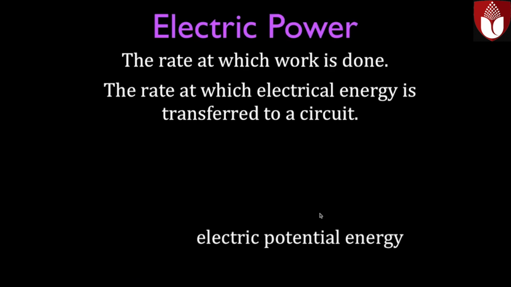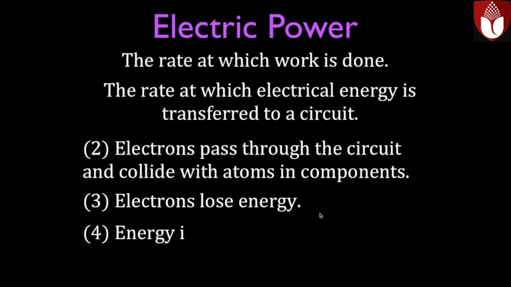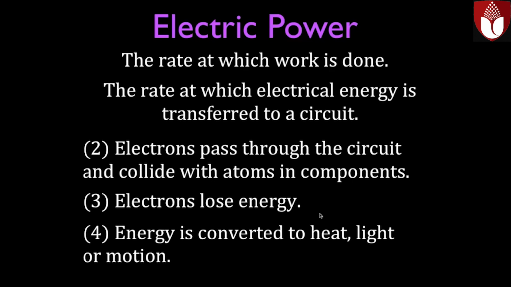Now, when the electrons move through that circuit, they collide with the atoms in the elements in the circuit, such as the heating element in a toaster or a hair dryer. The electrons are moving and colliding with the components in the circuit because they have a higher resistance, and they transfer all of their energy to those components, and that energy is typically converted into heat or light or motion. And that's what electric power is: how fast that transfer of energy occurs.